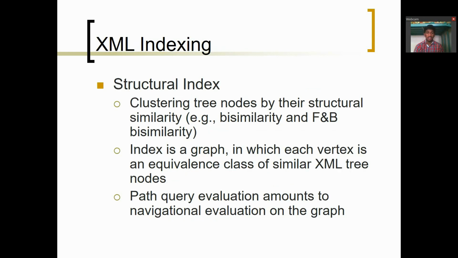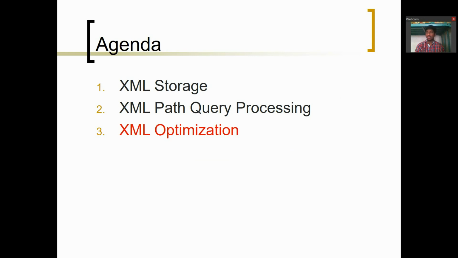XML indexing, structural index. Indexing is one of the main components for efficient processing of queries. So it clusters tree nodes by their structural similarity, or dissimilarity, and so on. The index is a graph in which each vertex is an equivalence class of similar XML trees. So each one is connected and indexing is done using a graph structure. It amounts to navigational evaluation.